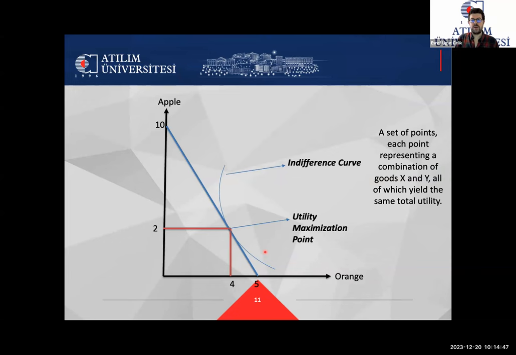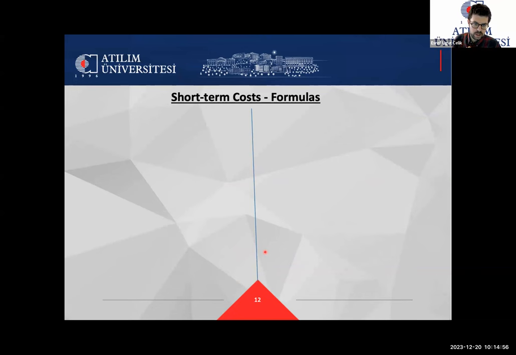This is the first part. Let's come to the cost. Mostly we talk about the short-term cost. The difference between short-term and long-term is that short-term is less than 1 year and long-term is more than 1 year, mostly 1 to 5 years.